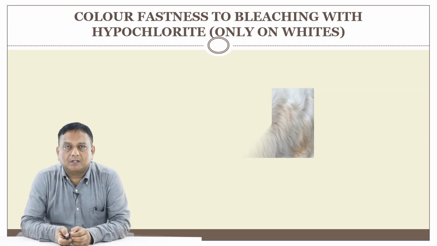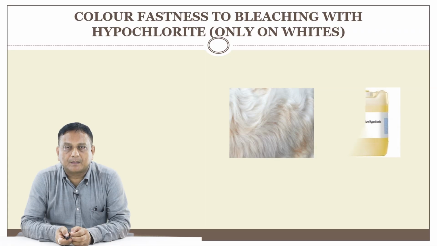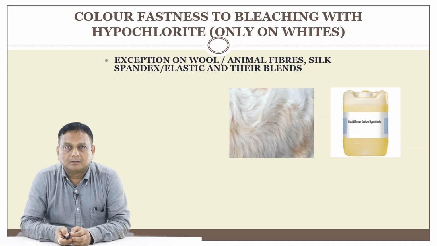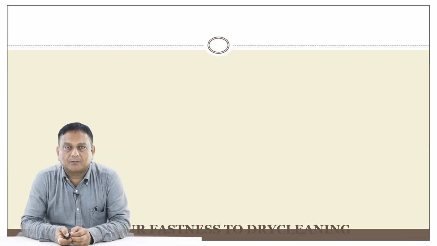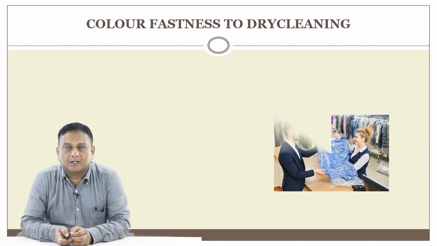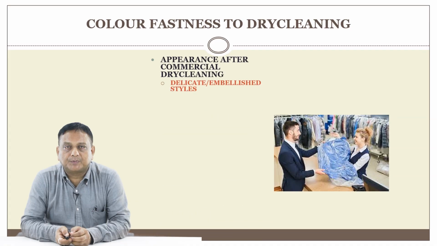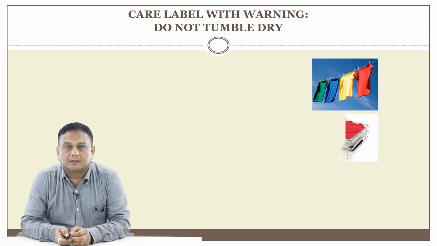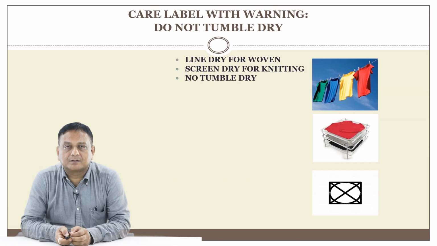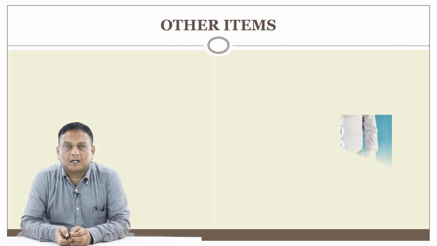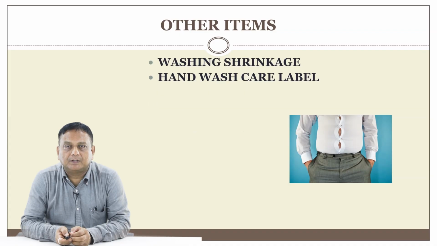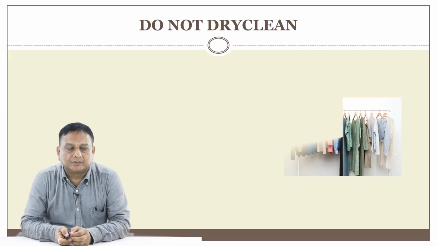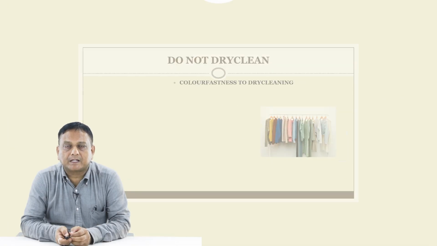Then colorfastness to bleaching: hypochlorite bleach only for whites, it is applicable with the hypochlorite. Exception wool, animal fiber, silk, as we have already mentioned. Then dry cleaning of course is to be carried out, and we have to see the appearance after commercial dry cleaning. And with warning, do not tumble dry, that different care label symbols, and to be applied with this line dry for woven. Other items are also available in this category: shrinkage, hand wash, care label, those things are also covered. Do not dry clean symbols are also used in this category.